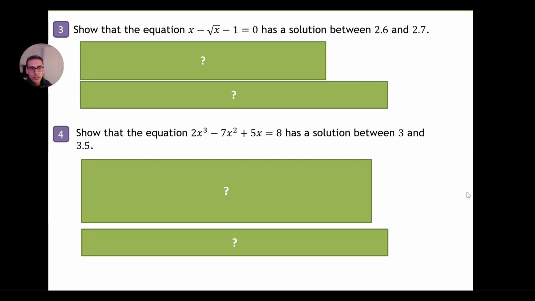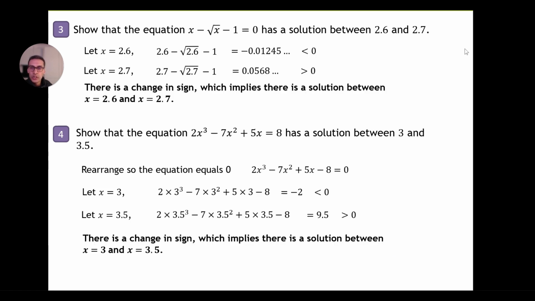Okay, another 2 questions for you to practice. Pause the video. I'm going to show the answers in 3, 2, 1. So you should have got, for question 3, negative 0.01245 and 0.0568. And then for question 4, you should have got -2 and 9.5. So that means that there's a solution in between these two values here.